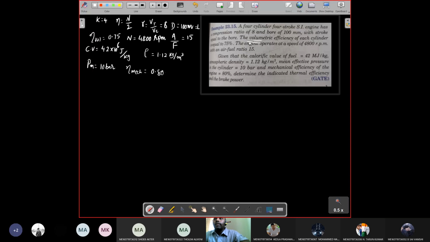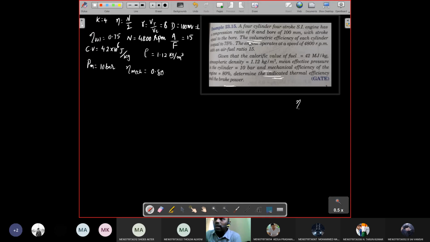Air to fuel ratio is 15, and given the calorific value of the fuel is equal to 42 into 10 power 6 joules per kg. And the density of air, atmospheric density rho, is equal to 1.12 kg per meter cube, and the mean effective pressure in the cylinder P mean is equal to 10 bar, and the mechanical efficiency of the engine is 80%. Calculate indicated thermal efficiency and brake power.